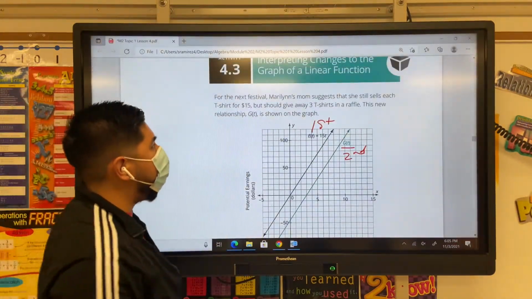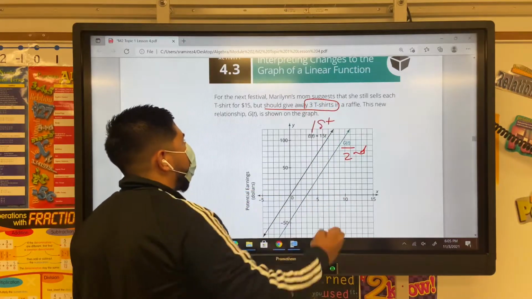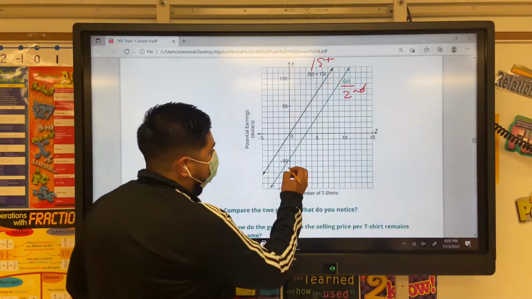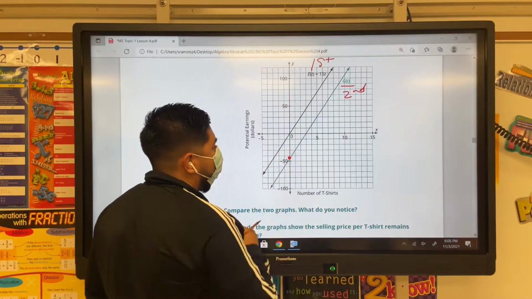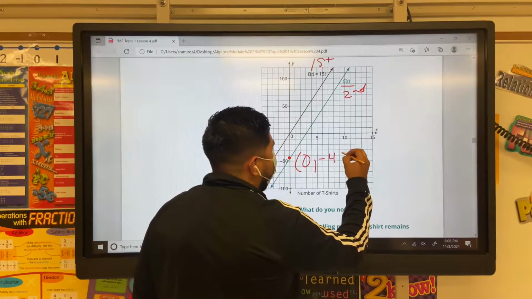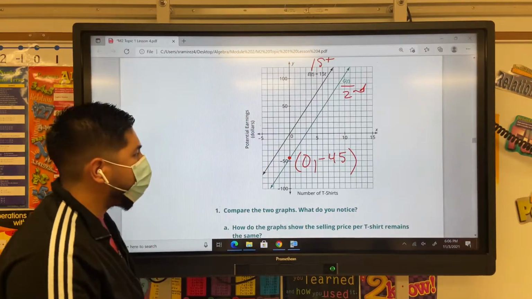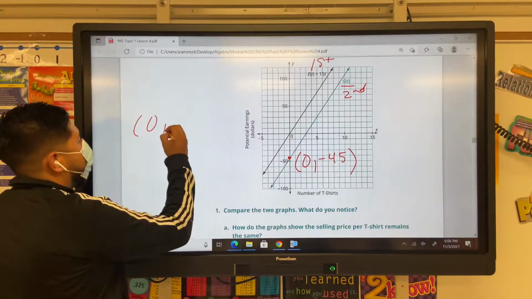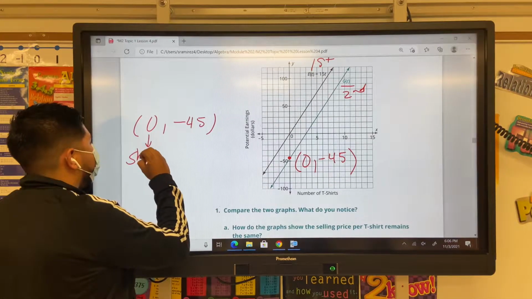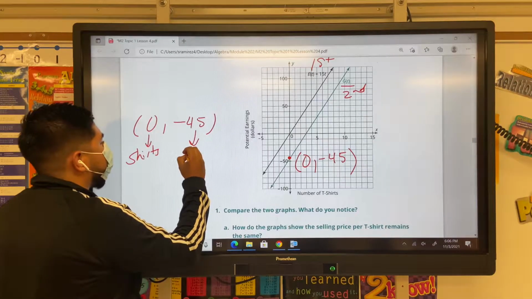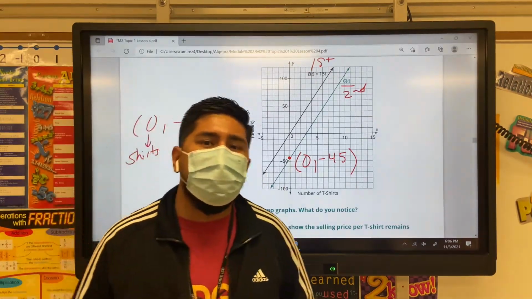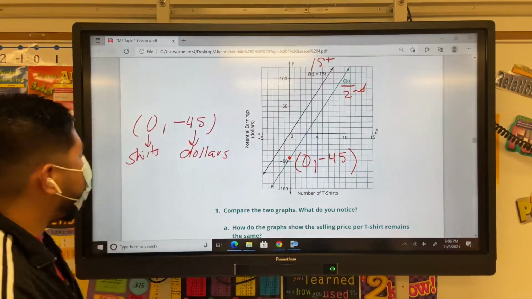Now, if I read the statement, Marilyn gave away 3 shirts. Because she gave away 3 shirts, that starts my intercept at a negative number. That is telling me that at 0 shirts, I have lost $45. Let me rewrite that right there: 0 shirts for $45. And that starts me at a negative $45. Because they gave away some shirts, they take a hit, but it's all good.